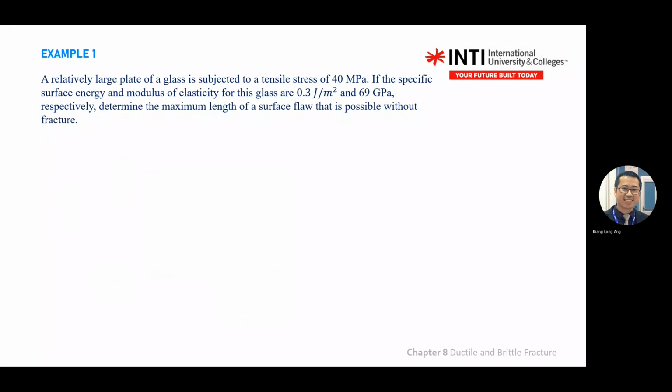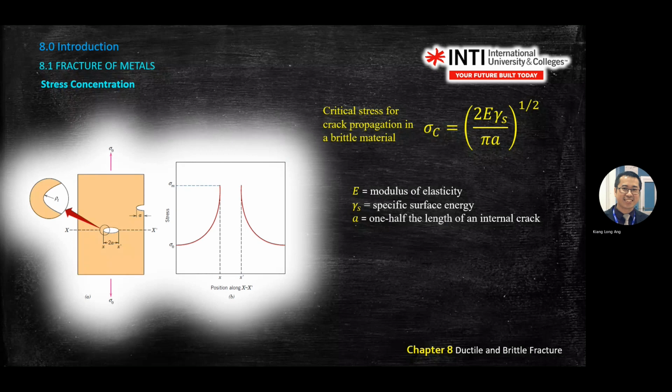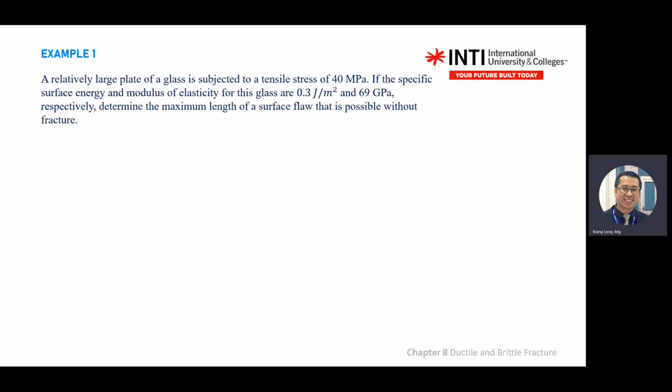Okay, so example one. You read the question, see if you're able to apply the equation. So you are given a glass. You know glass is brittle, right? So it is subject to a tensile stress, and the specific surface energy and modulus of elasticity were given. So you know you are actually using this equation. So you just substitute the value. Only need to be careful with the unit. This one is giga. Giga is 10 power 9. Determine the maximum length of surface flaw that is possible without fracture. It asks you without fracture.